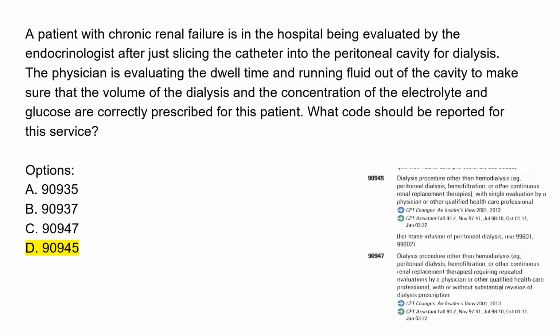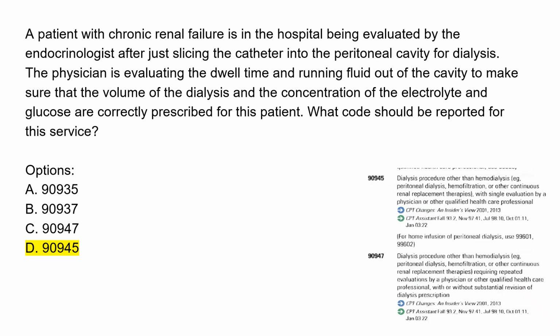A patient with chronic renal failure is in hospital and being evaluated by the nephrologist after just placing the catheter into the peritoneal cavity for dialysis. The physician is evaluating the dwell time and running fluid out of the cavity to make sure that the volume of the dialysis and the concentration of the electrolyte and the glucose are correctly prescribed for this patient. What code should be reported for this service?